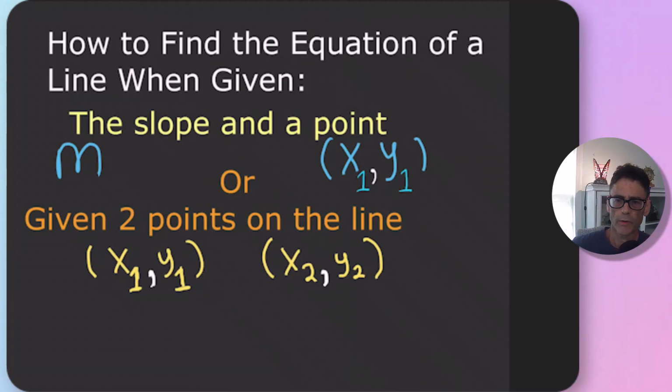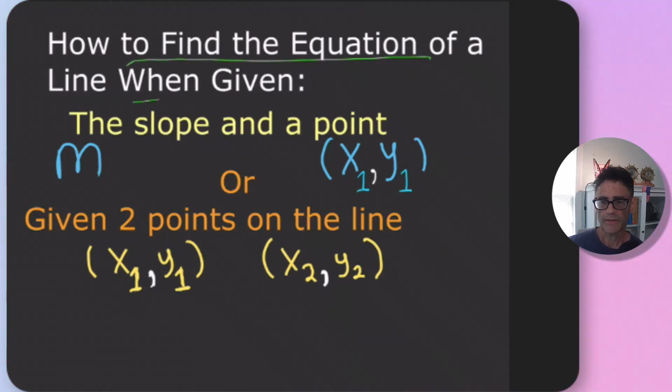Hello, in this video I'm going to go over how to find the equation of a line when you're given either the slope and a point, a coordinate on that line, or you're actually just given 2 points on that line. When I say find the equation of a line, usually when you're starting out, we want to end up with the equation in slope-intercept form, which we call y equals mx plus b form.